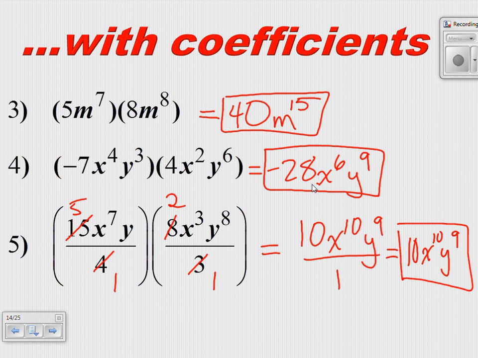Okay, I'm hoping that you guys are getting this. So remember, the rules are pretty simple. Whenever you multiply two monomials without coefficients, you just add your exponents. With coefficients, you just multiply coefficients, but you still add your exponents. Let's look at the next problem.